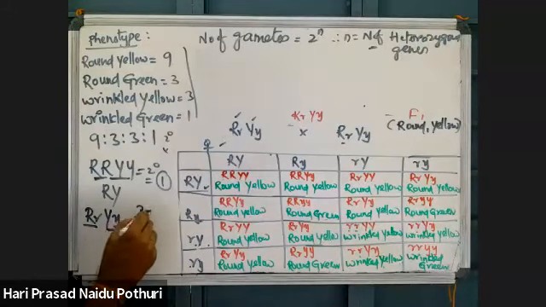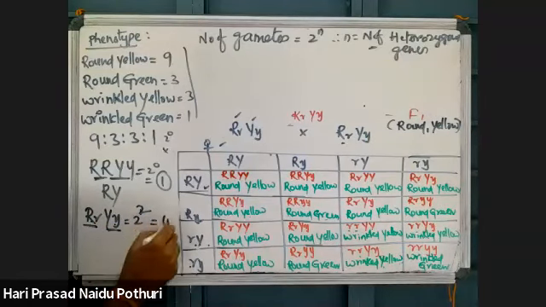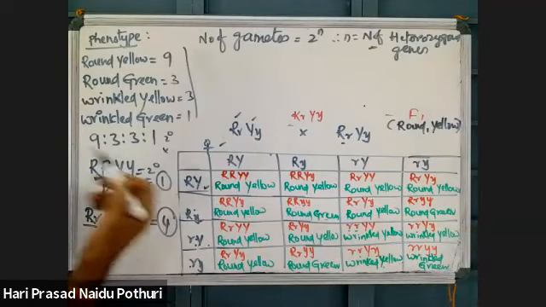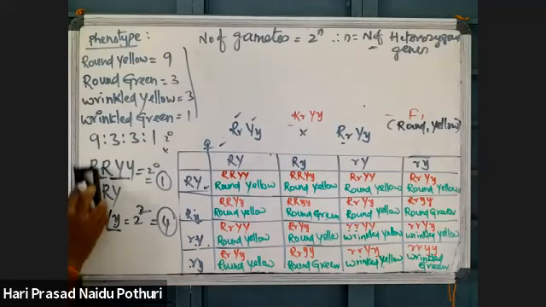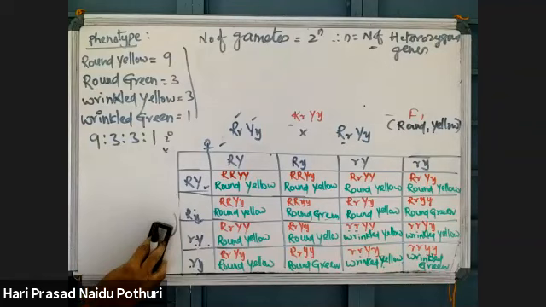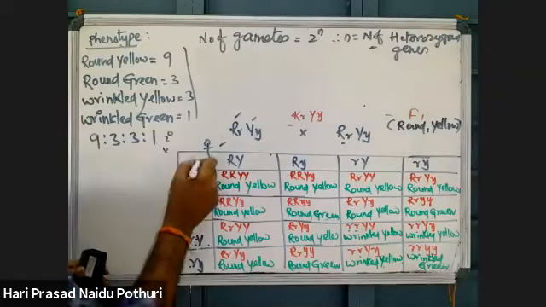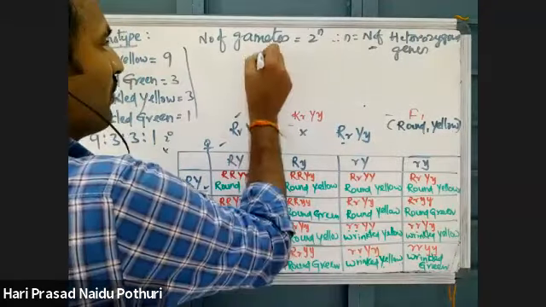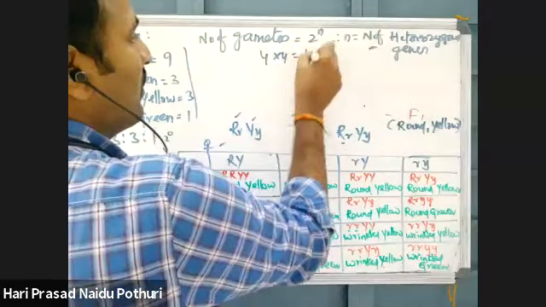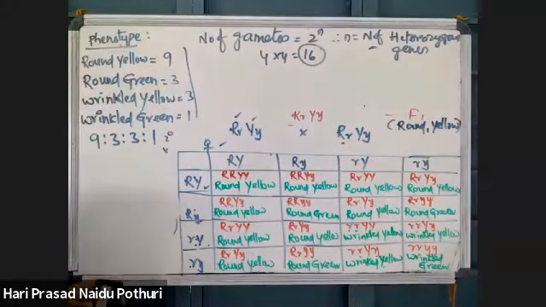So 2 power n, here n is 2. 4 kinds of gametes: 1, 2, 3, 4. 4 kinds of gametes are possible. So with those 4 kinds of gametes, there are 4 gametes from the male parent and 4 gametes from the female parent. 4 into 4, 16 offsprings are possible.